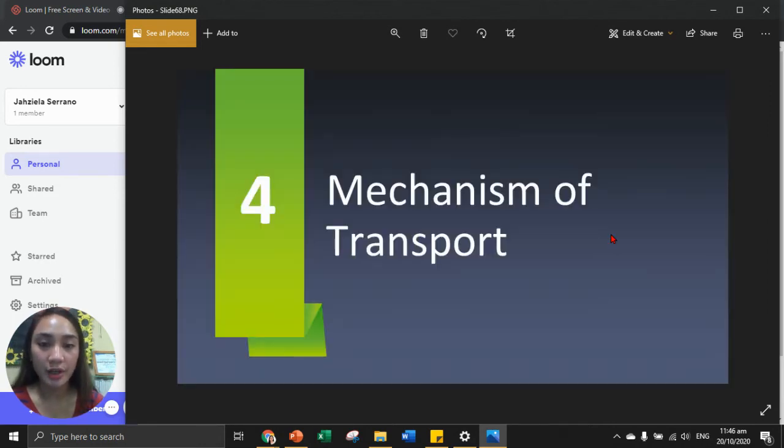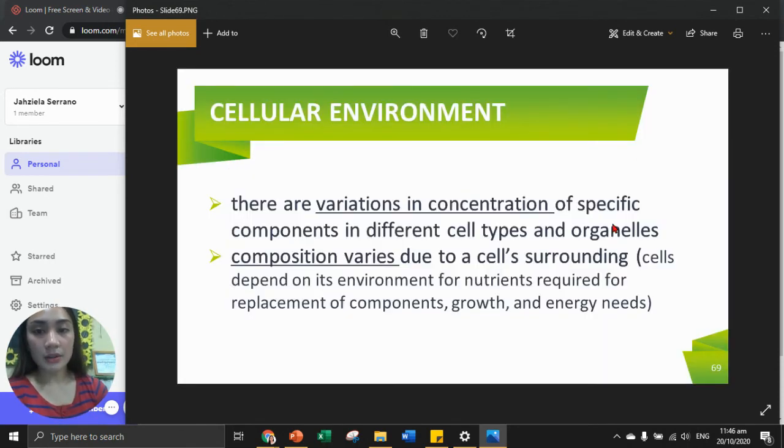Okay, now for our chapter 4, which is mechanism of transport. So in this chapter, we will be discussing on how cells interact with its environment. So we talk about cellular environment. So iba-iba nga, di ba, according to cell theory, basic foundation of life ang ating cells.